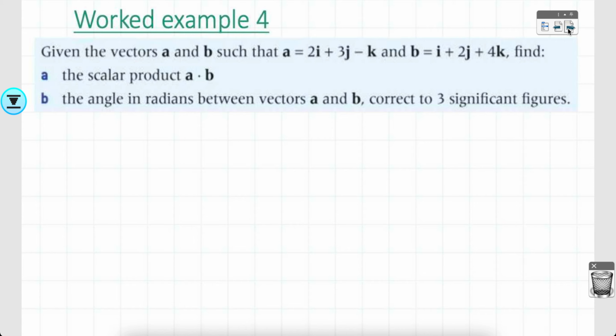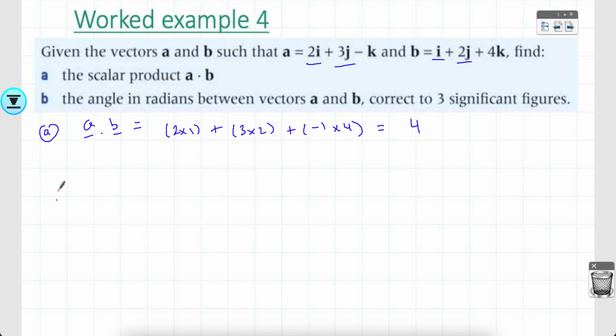And then our last example, if I have these vectors, so this time the question is just there because it's in 3D. So the scalar product is just going to be me multiplying all the numbers there. So I'll take the 2 and the 1, and then the 3 and the 2, and then the minus 1 and 4. Simplify all of that, you should get 4 in there.